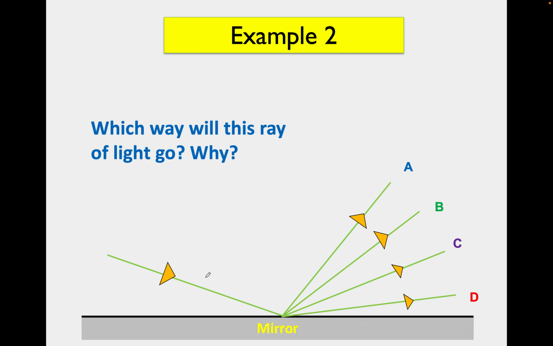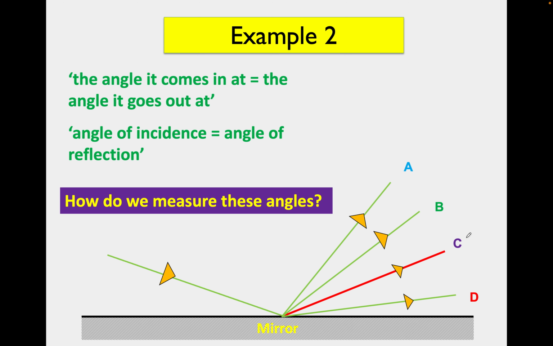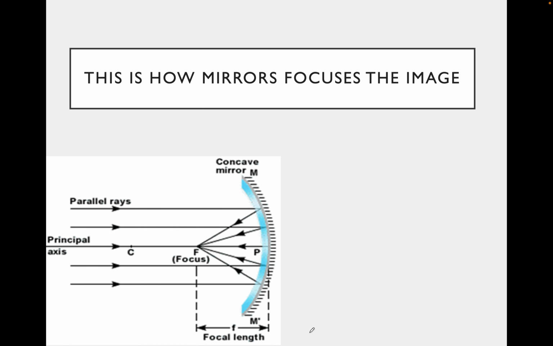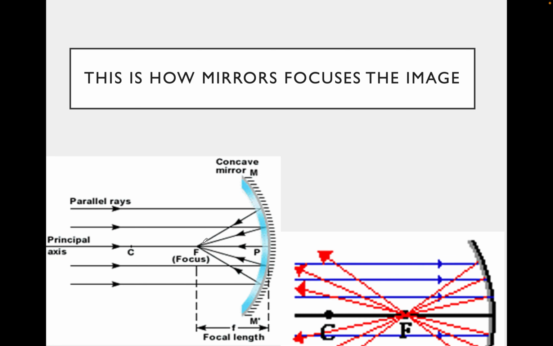Another example, which way would the light go? As you know, the angle coming in is the same as the angle coming out, so we would know it would go in the direction of C. So we'll measure the angles using a protractor, or we'll measure it from the normal. Alright. A mirror will take all of these rays of light, and because it's curved, it'll end up focusing at a point. And we call that point the focus, funnily enough. So this is how light will be reflected in a mirror.